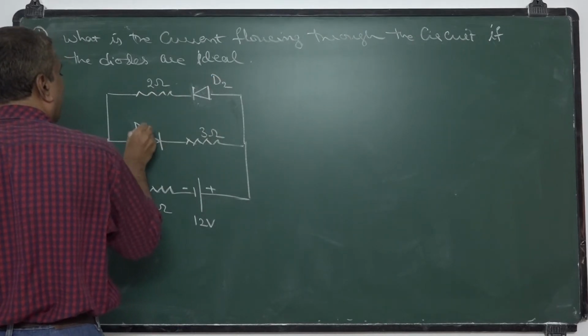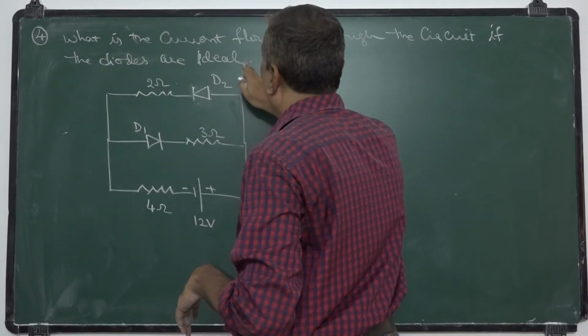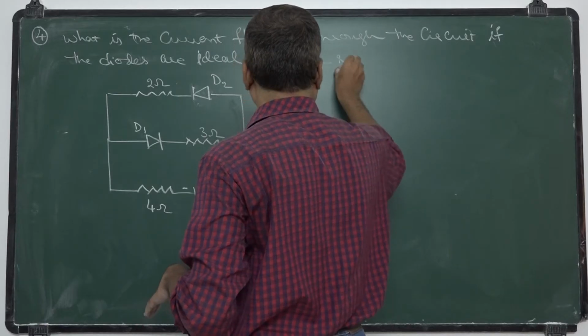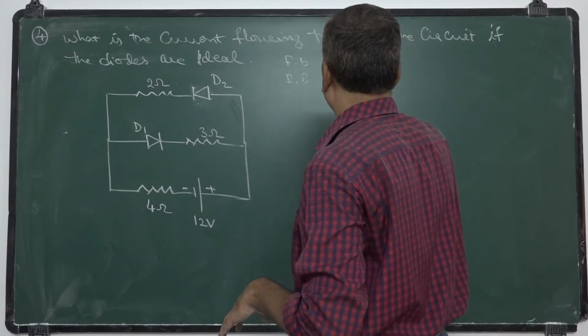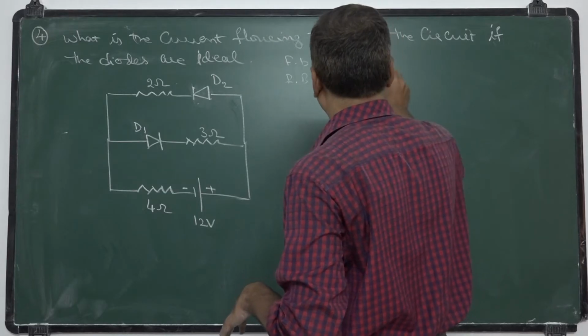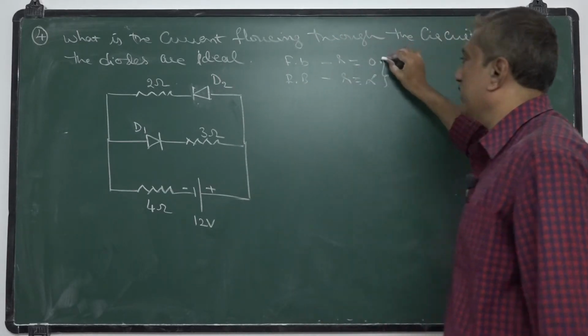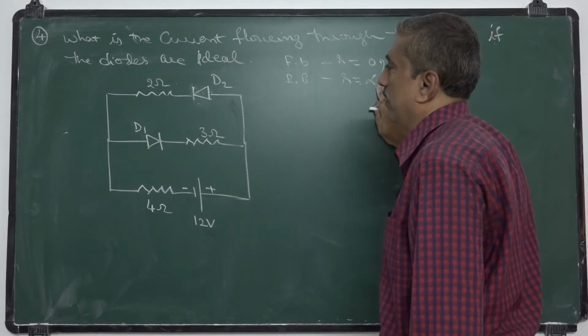this is D1, given that these diodes are ideal. Ideal diode means in forward bias resistance is 0, in reverse bias resistance is infinity. These are the conditions for an ideal diode. So for an ideal diode, in forward bias it offers 0 resistance and in reverse bias it offers infinite resistance.